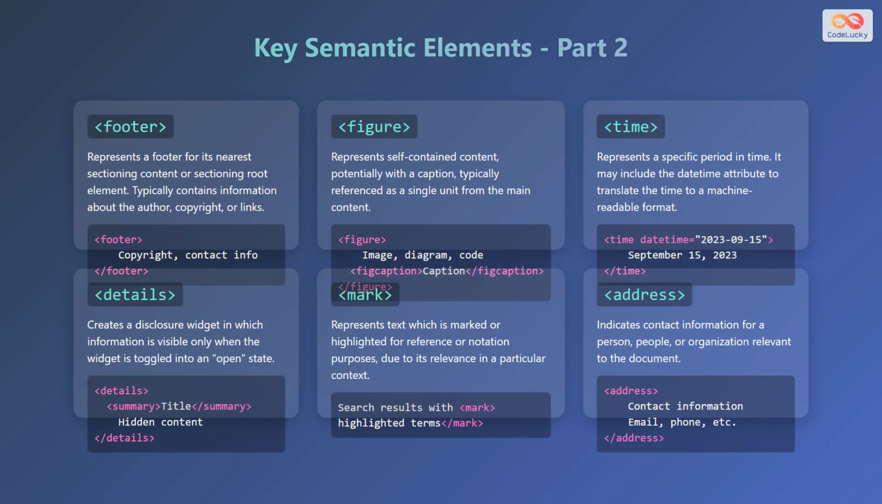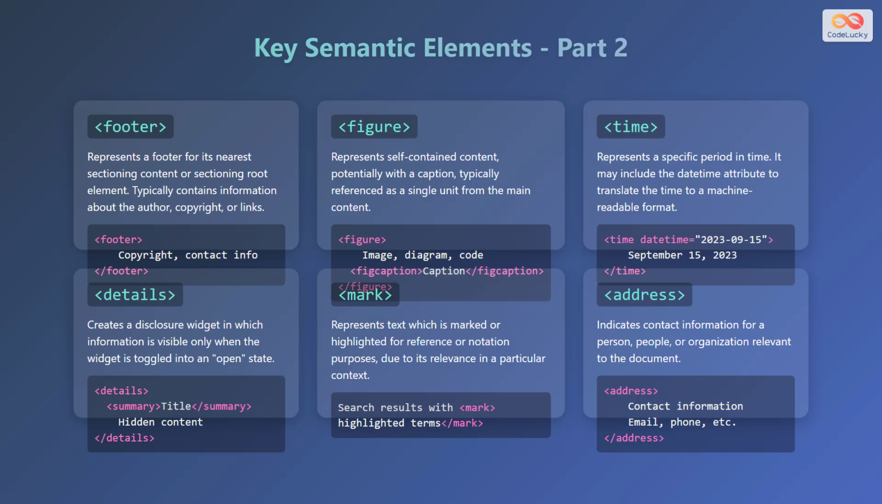Here are more semantic elements. The footer element represents a footer for its nearest sectioning content or sectioning root element, and typically contains information about the author, copyright, or links. The figure element represents self-contained content, potentially with a caption, typically referenced as a single unit from the main content, like an image, diagram, or code.